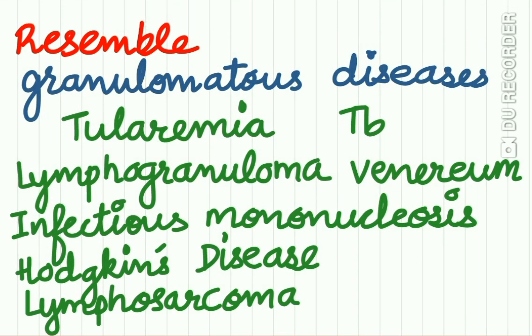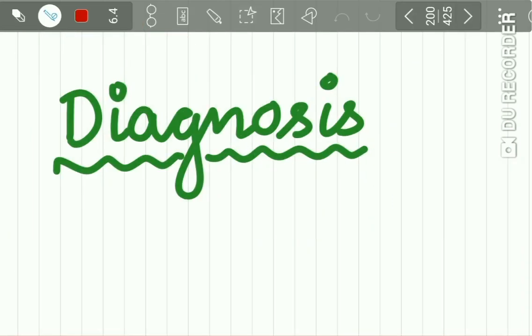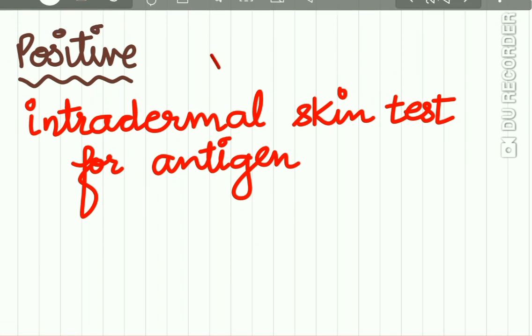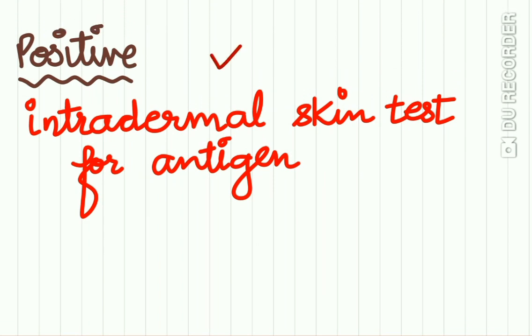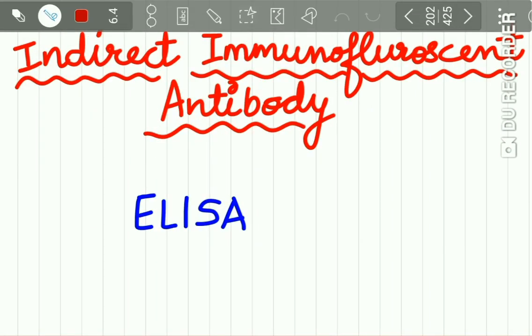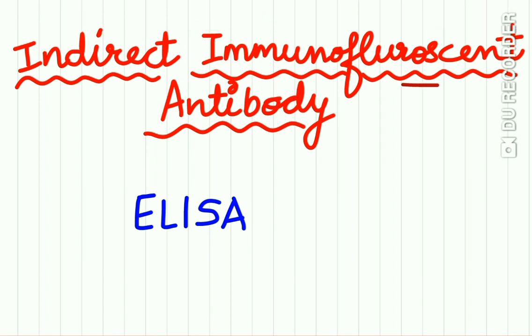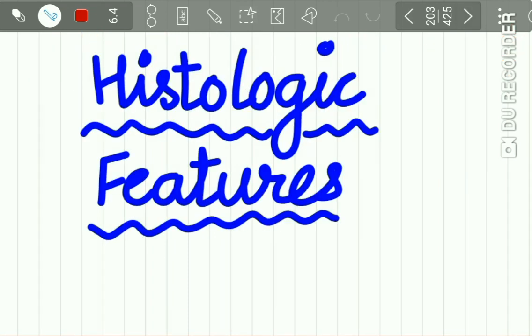Now, cat scratch disease may resemble any granulomatous disease. So, the differential diagnosis of cat scratch disease may be tularemia, tuberculosis, lymphogranuloma venereum, infectious mononucleosis, Hodgkin's disease, and lymphosarcoma. Diagnosis: patients may show positive intradermal skin test for antigens. Now, indirect immunofluorescent antibody test and ELISA test may also be done for the diagnosis.